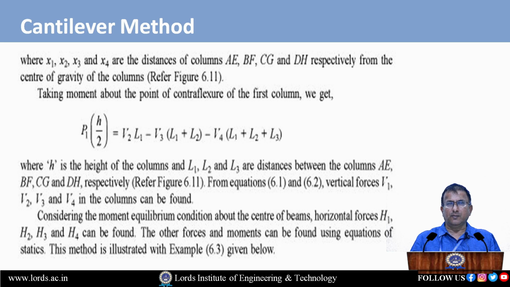And the third equilibrium equation, which is available to get the values of the horizontal shears which are acting on the columns, H1, H2, H3, H4, is sigma M equals to 0, that is the algebraic sum of moments of all the forces about a point equals to 0. So based on these three equations, sigma V equals to 0, sigma H equals to 0 and sigma M equals to 0, we can evaluate the values of horizontal shears in the columns AE, BF, CG and DH.